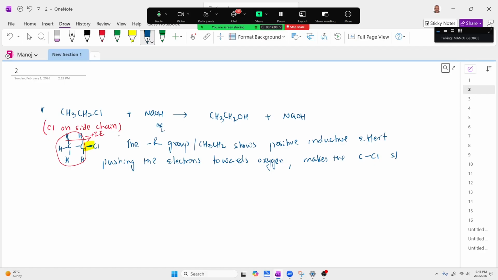Because CCl is strong, that is why I require NaOH aqueous hot. That is a condition. If I do this reaction at NaOH RTP, there is no reaction. At RTP, there is no reaction.